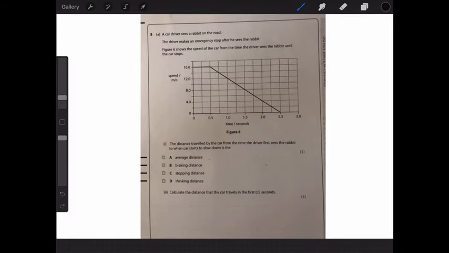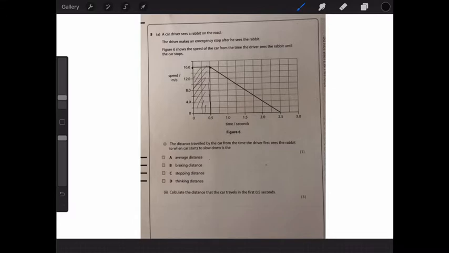So this first bit of the graph here to here, this section there, is all the thinking distance. The driver has seen the rabbit, they're reacting to seeing it, and they're putting their foot on the brake, but they're continuing to travel at 16 metres per second for that half a second that it takes them to see the rabbit and then put their foot on the brake.